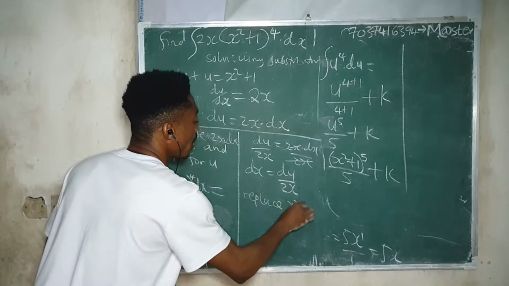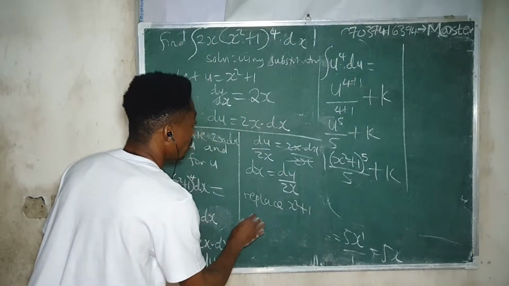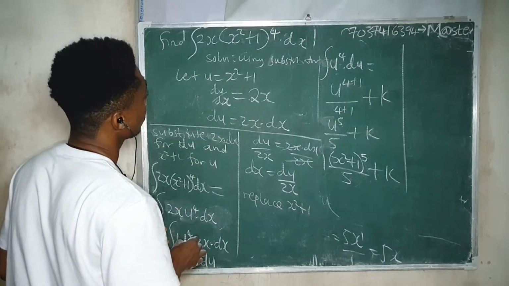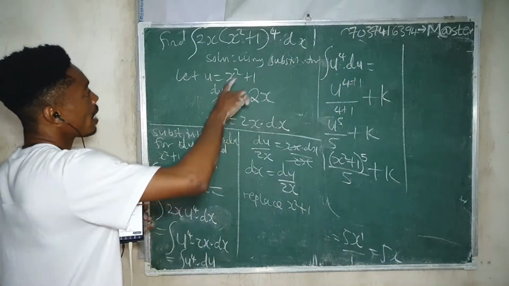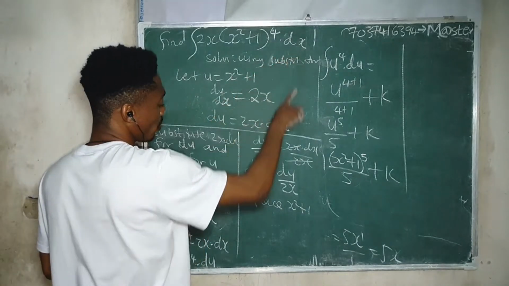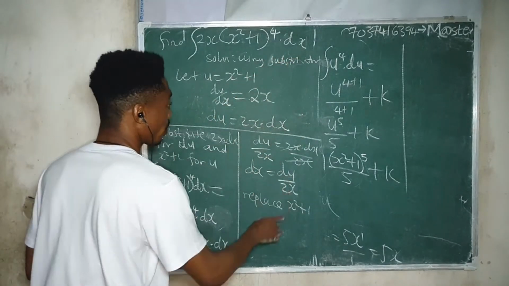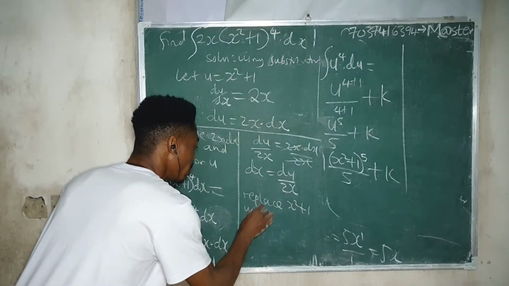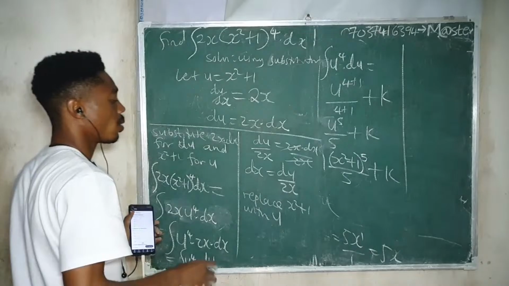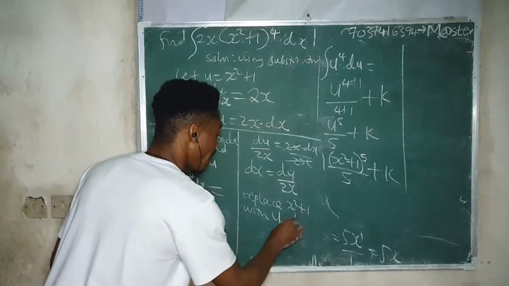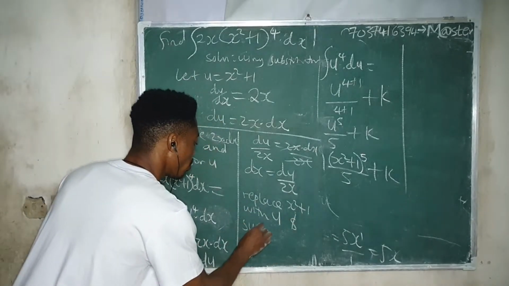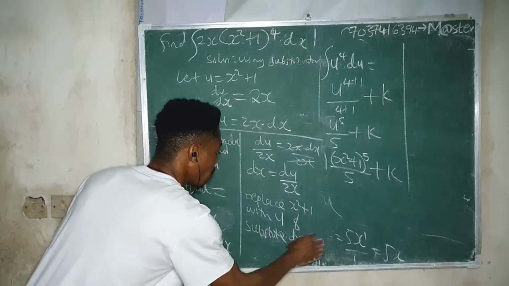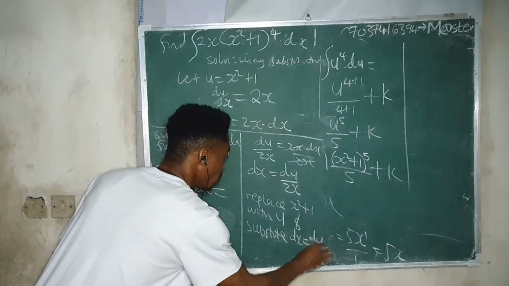Replace x squared plus 1 with u. That's the substitution. And substitute dx equals du over 2x. Anywhere I see the dx, I'm going to put du over 2x.